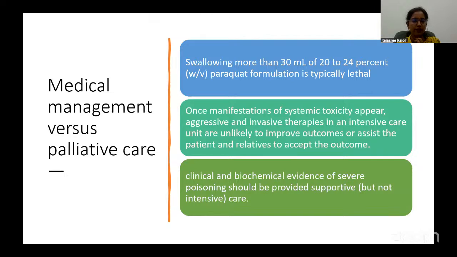So aggressive and invasive therapies in intensive care are unlikely to improve the outcome. We need to talk with the relatives and try to help them accept the outcome, because aggressive management of any kind is not helping the patient. Before that, we need to have evidence, clinically and biochemically, that there is severe toxicity before informing the attenders, and you need to continue supportive care. Intensive care should be avoided. You need to give only supportive care in these kinds of patients.